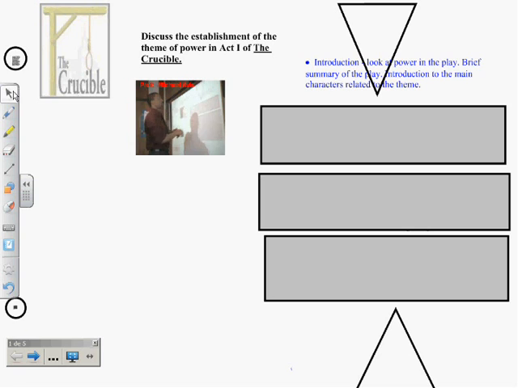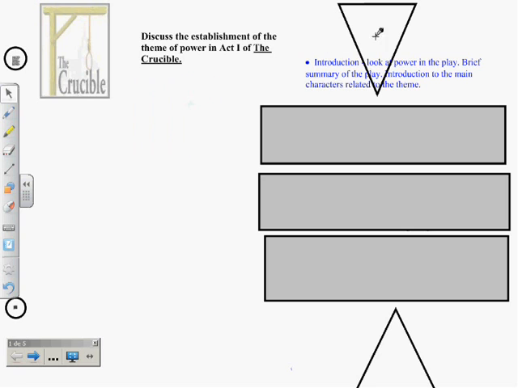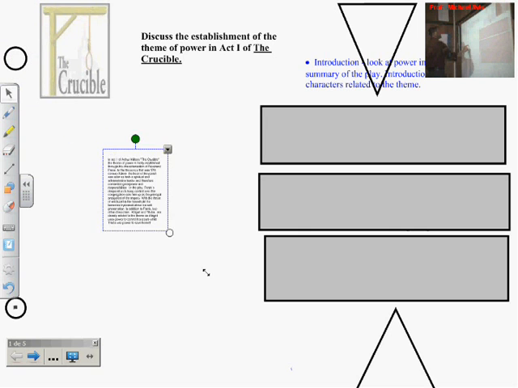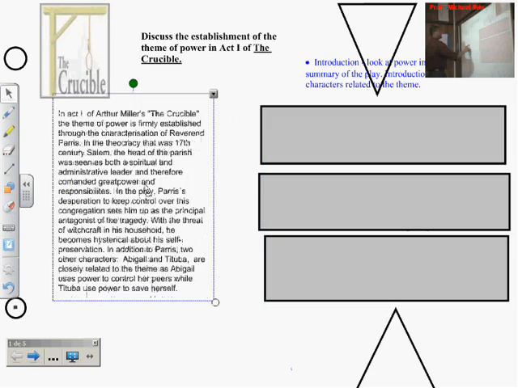Now here we have an example of an introduction. All right? The introduction would be something like this. In Act 1 of Arthur Miller's The Crucible, the theme of power is firmly established through the characterization of Reverend Paris. In the theocracy that was the 17th century Salem, the head of the parish was seen as both spiritual and administrative leader and therefore commanded general power and responsibility.